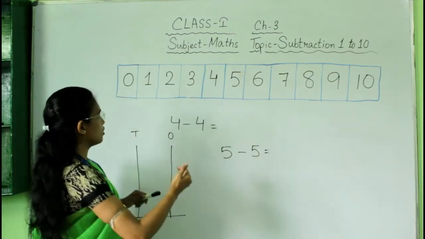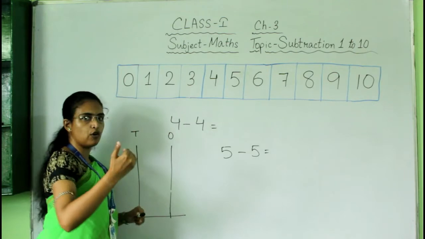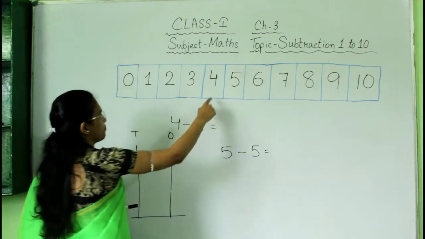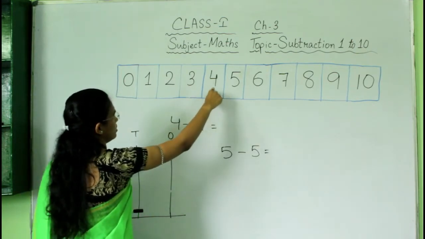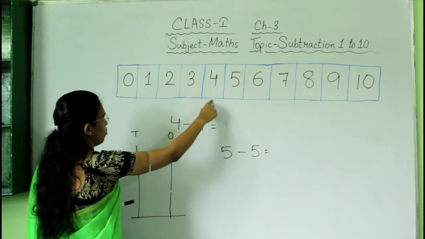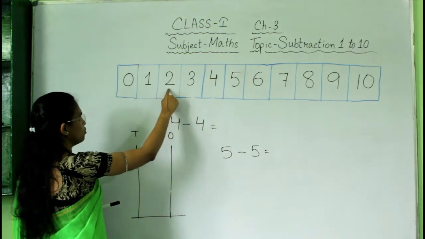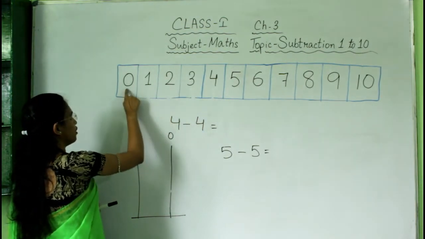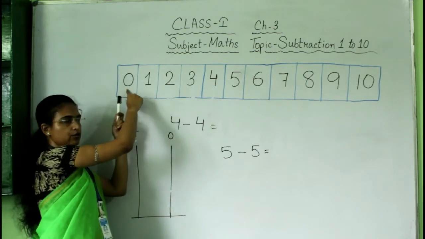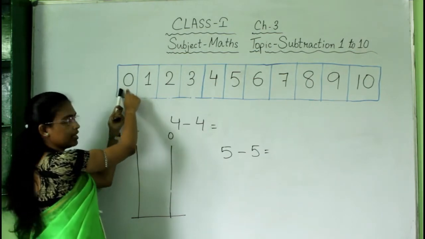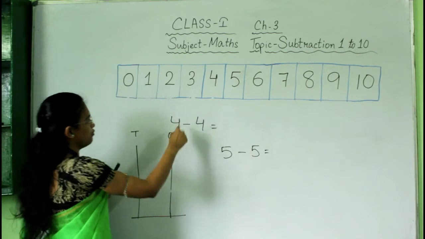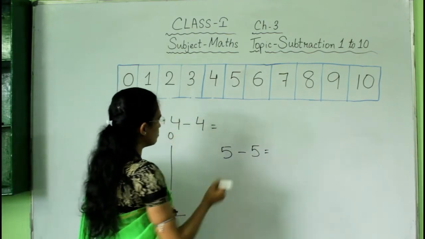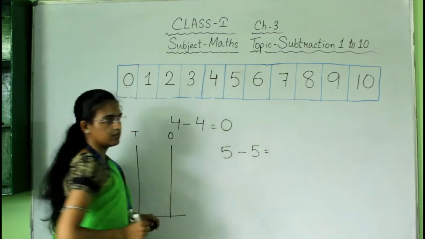So now we have to take 4 back steps. Okay? From 4 we are here. Now we have to take 4 back steps. 1, 2, 3, 4. Now where we are? We are in 0. So 4 minus 4 equals to 0.